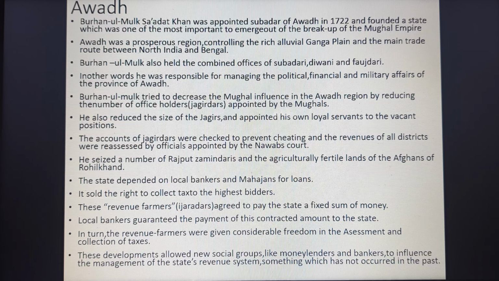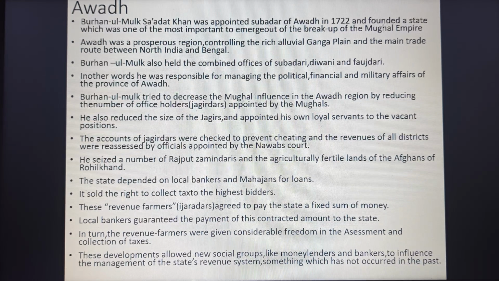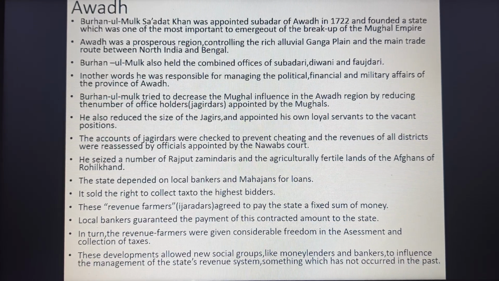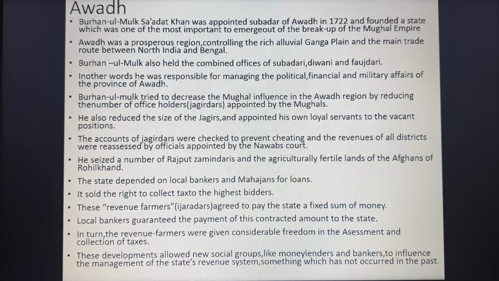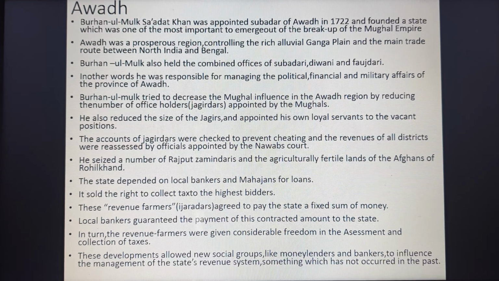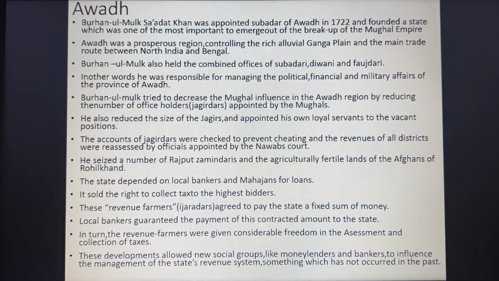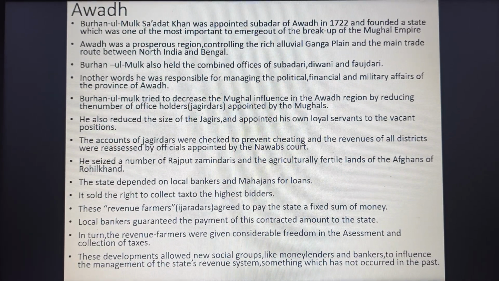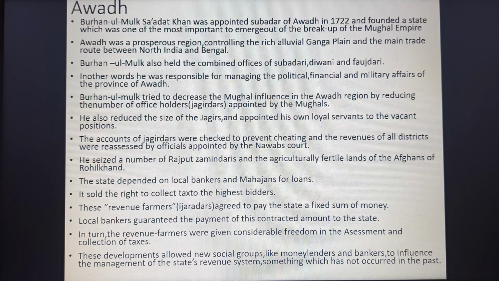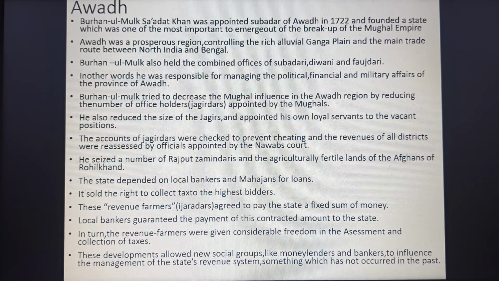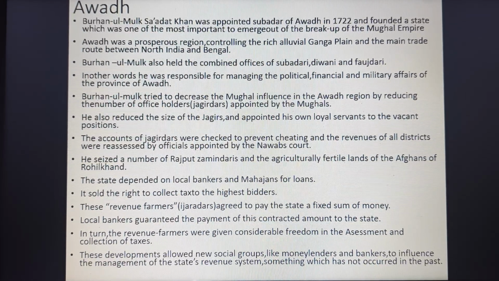He also reduced the size of the Jagirs and appointed his own loyal servants to vacant positions. So his own loyal persons were coming to those positions, and the size of the Jagirs was reduced. Imagine something was earlier 10 acres, now he made it 5 acres or 4 acres; like that he decreased the size of the Jagirs. The accounts of Jagirdars were checked to prevent cheating, and the revenues of all districts were reassessed by officials appointed by the Nawab's court. So the Nawab was keeping persons to keep an eye on all the people who were collecting and keeping the revenues. He seized a number of Rajput Zamindaris and the agriculturally fertile lands of the Afghans of Rohilkhand.